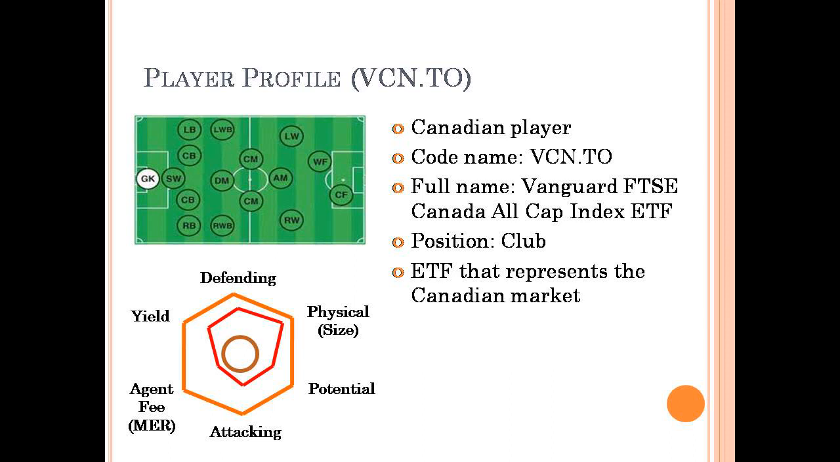So VCN.TO is a Canadian player. The full name is Vanguard FTSE Canada All Cap Index ETF. The position is rather a club, so there's no position. This is an ETF that represents the Canadian market. Since this ETF represents the Canadian market as a whole, defending and physical ability are very good. Also, the agent's fee is very low. However, attacking and potential can be better.